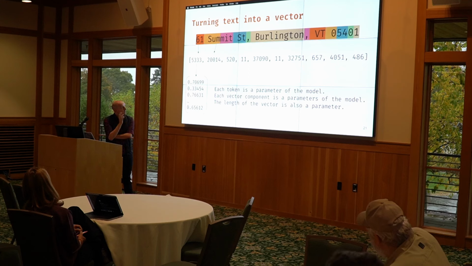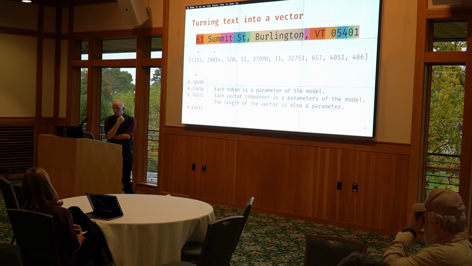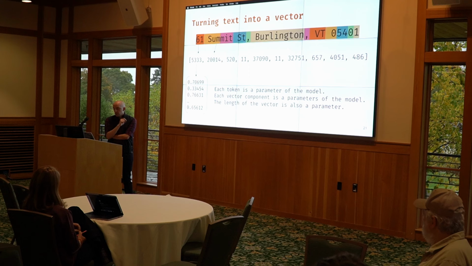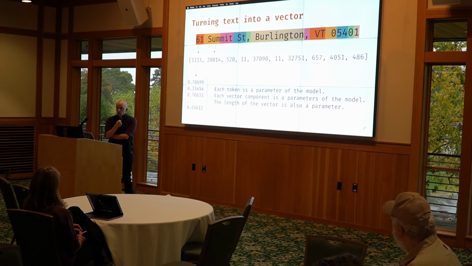The way those work is they take raw text, as generic as you want, and they chunk the text into tokens. Those tokens are parameters of the model. They were learned during the model training. For instance, in the example on the screen, the house number, so 61, matches to token 5333, which is matching this vector starting with coordinates 70699 and ending with 65612.